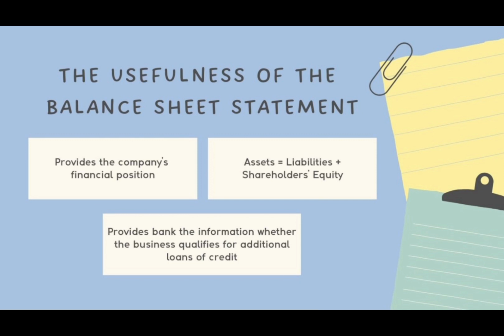The usefulness of the balance sheet statement. First point, give interested parties an idea of the company's financial position, in addition to displaying what the company owns and owes. Assets equal to liabilities plus shareholders' equity. The three elements of the accounting equation are assets, liabilities, and shareholders' equity. The formula is straightforward. A company's total assets are equal to its liabilities plus its shareholders' equity.